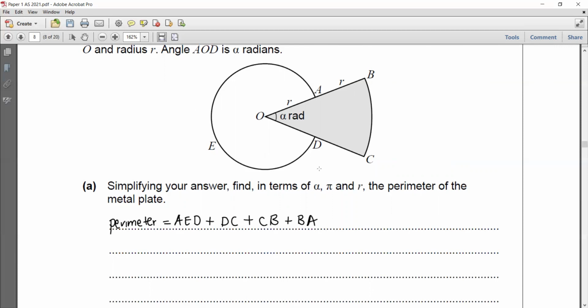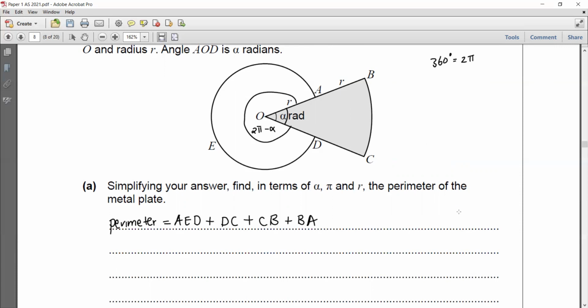Okay, so we want to work out this distance AED. So we know that that is the major sector, and we know how to work out the arc length when you are given the angle. Okay, so if this angle here is alpha, it means that this angle here is 2 pi minus alpha, because we know that the angles in a circle add up to 360 degrees, and 360 degrees is equal to 2 pi radians.